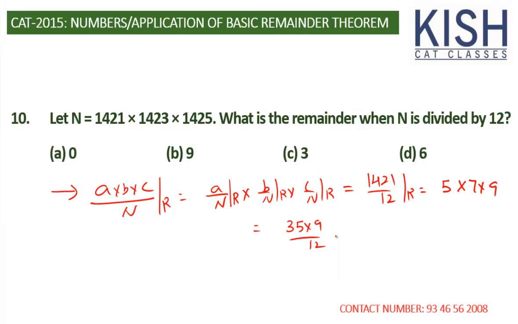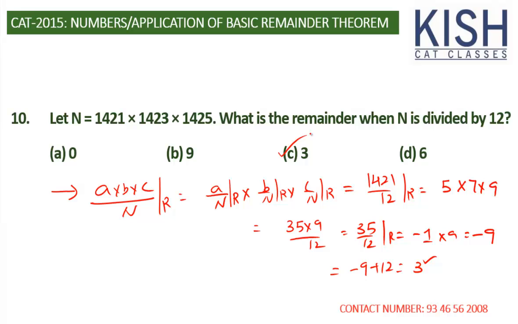Now we need not find how much is 5 into 7 into 9. 35 by 12 remainder, we can say is going to be minus 1, into 9 by 12 remainder is 9. So minus 1 into 9 is going to be minus 9. Since we cannot get a negative remainder, in this case it's going to be minus 9 plus divisor 12, that is going to be 3. So we can directly say that the remainder is 3.